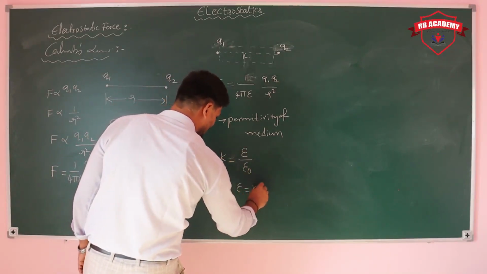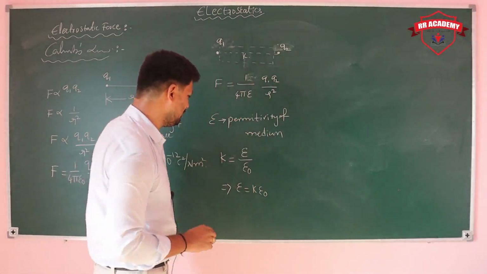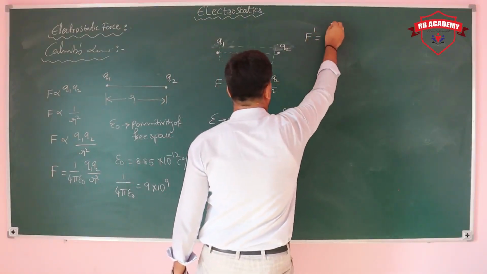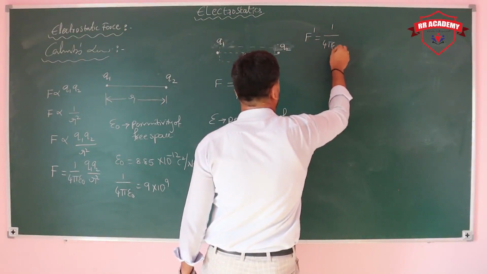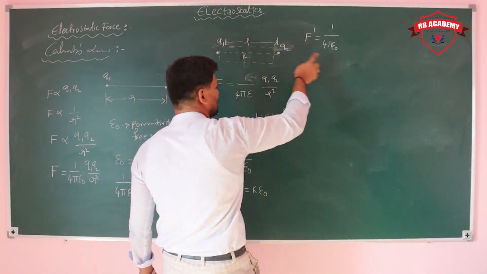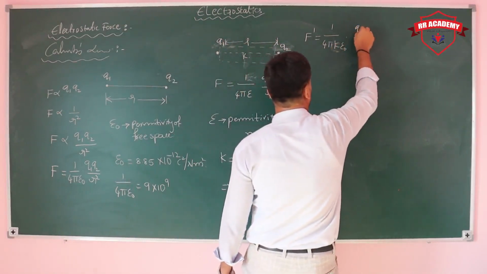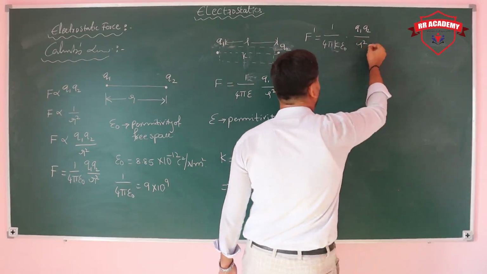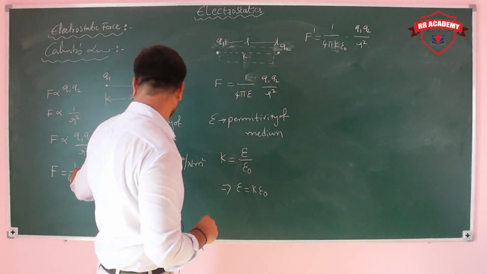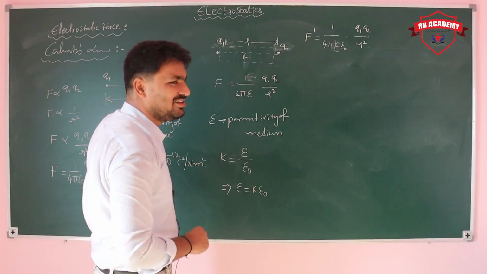Then epsilon is equal to what we can write? K into epsilon naught. This value we just put here. Then what we are getting here, the force goes to 1 upon 4 pi epsilon naught, and the distance is also R only. So 1 upon 4 pi K into epsilon naught Q1 Q2 by R square. Without K, this is nothing but, in the free space, 1 by 4 pi epsilon naught Q1 Q2 by R square.